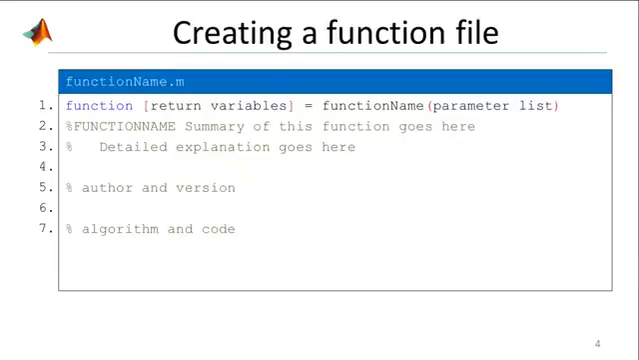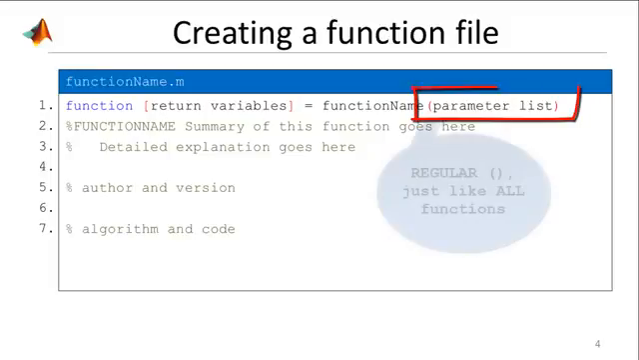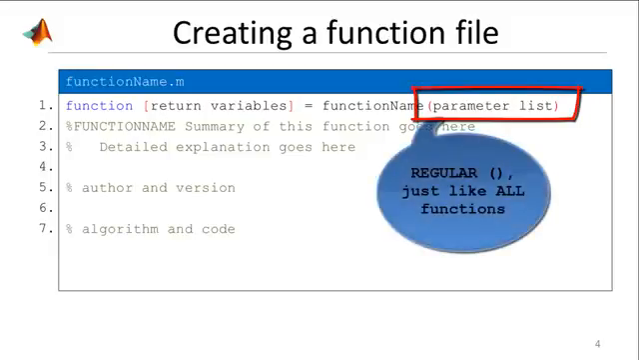When we create a function file, this is what it will look like. The function's name has to be the name of the file. But the first keyword that we will type is the actual word function. This will tell MATLAB that this file is going to be a function. The return variables are placed immediately after, in brackets. Then we have the equal sign, the actual function's name, and then in parentheses what we call the parameter list.